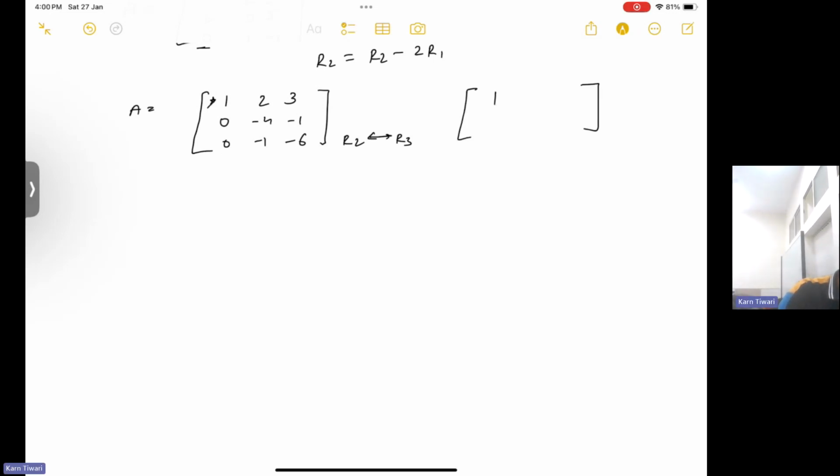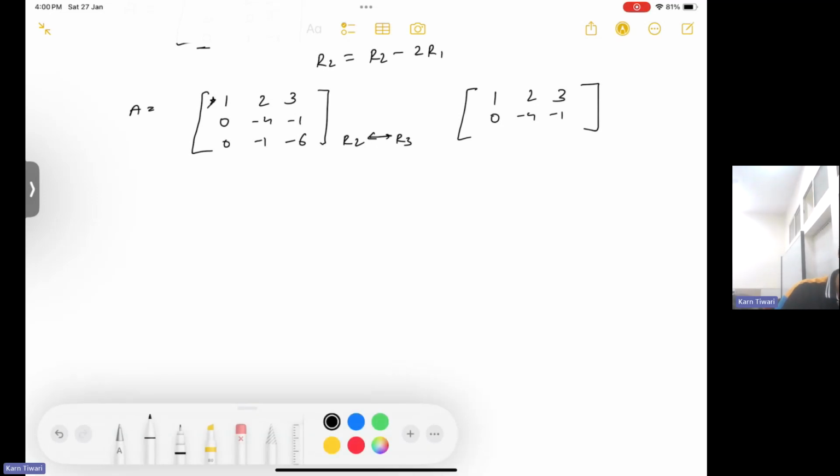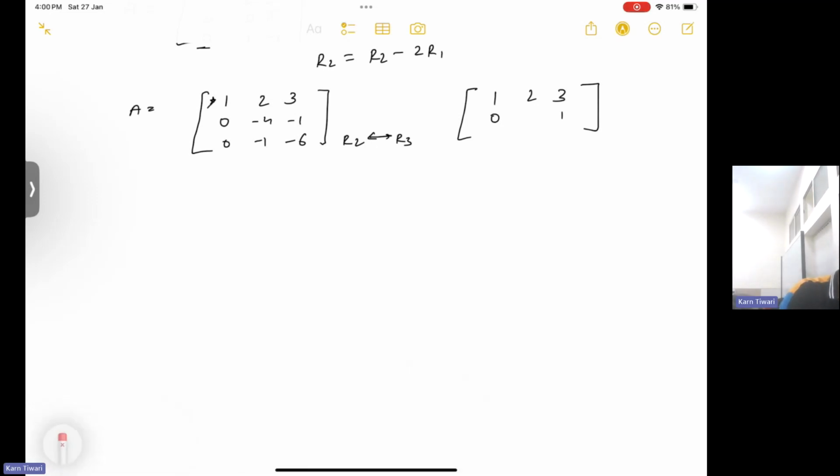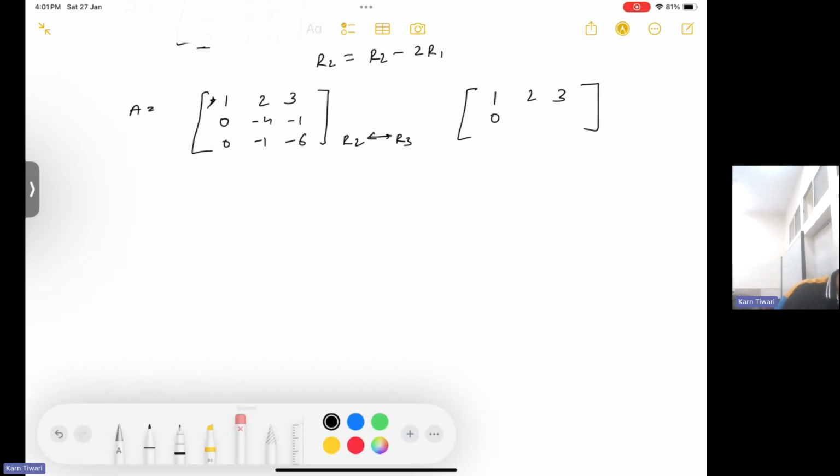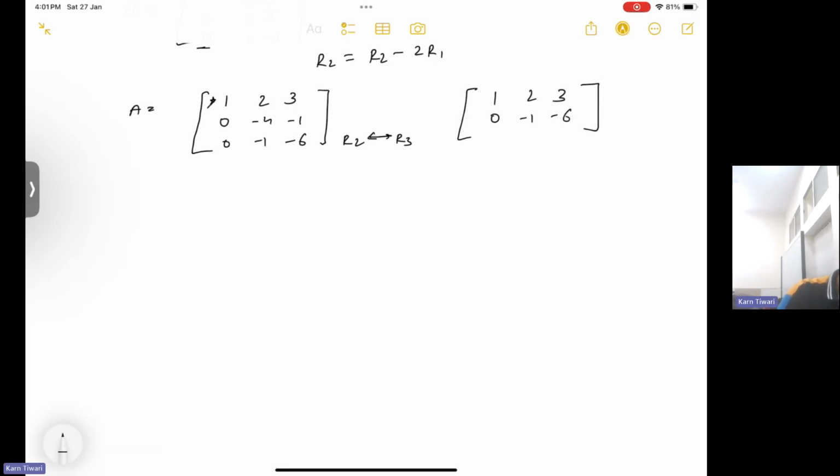So that simply becomes 1, 2, 3, 0, minus 4, minus 1. Sorry, we are interchanging row 3 with row 2 and row 2 with row 3. Minus 1, minus 6, minus 4, minus 1. So my A becomes 1, 2, 3, 0, minus 1, minus 6, 0, minus 4, minus 1.